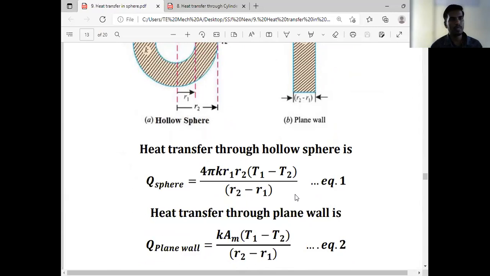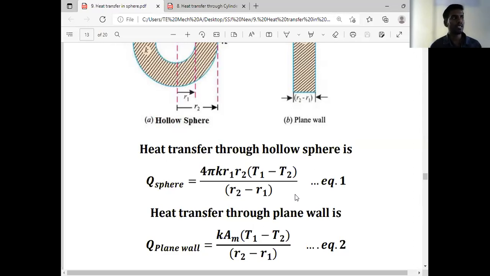Similarly, we have to write down the equation for the plane wall. As we know, what is the equation for the plane wall? K into T1 minus T2 divided by L. Here the thickness is R2 minus R1, so instead of L we can write R2 minus R1. So heat transfer through the plane wall, Q plane wall, is equal to K into what area we have to consider? Logarithmic mean area. Our aim is to calculate that value AM. So K into AM into bracket T1 minus T2 divided by R2 minus R1. This is equation number 2.